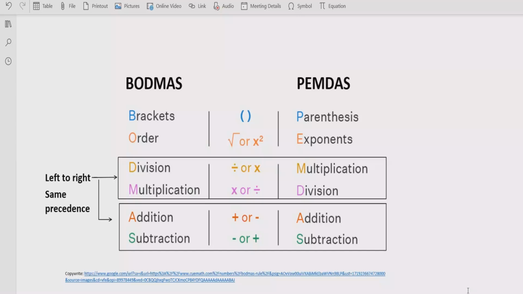So first of all, you have to go left to right in your expression and find the division and multiplication, which have the same precedence. Both have the same precedence, so you solve whichever comes first as you go left to right. Step number 4 is that you have to handle addition and subtraction. So first of all, you go left to right in your expression and find which operation, addition or subtraction, comes first.